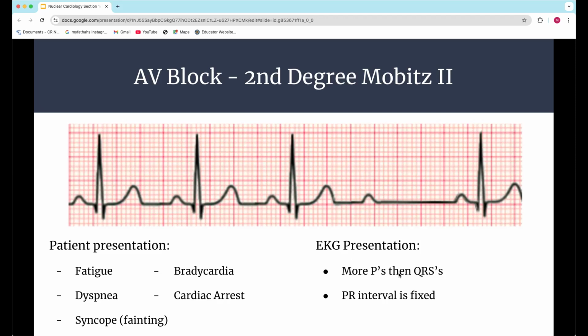So if you have this, you're going to notice you have more P's than QRSs, right? If I count my P's, I got 1, 2, 3, 4, 5. But on my QRS complex, I've got 1, 2, 3, 4, right? So it's an easy way to quickly identify.